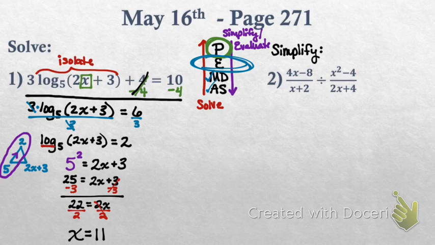So we're going to check it here. I only need to check the argument, which is just that part inside parentheses. So 2x plus 3. This has to come out to be a positive number. If I put 11 in the place of the x, well, what's 2 times 11? 22 plus 3. What type of number is 22 plus 3? Yep, I get 25, which is a positive number.